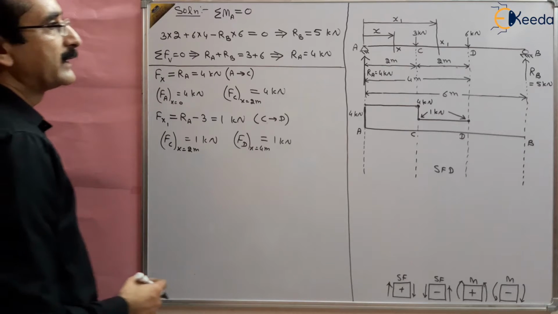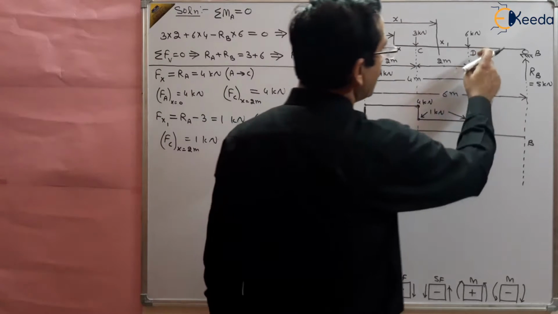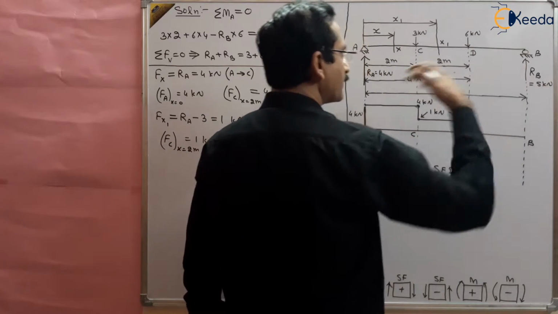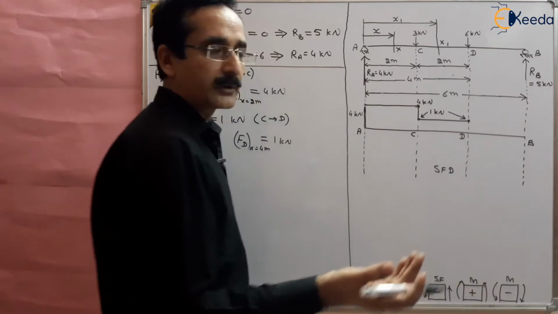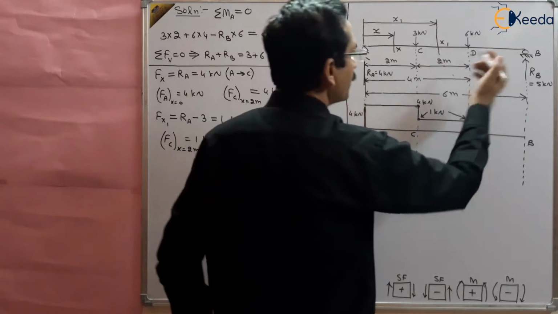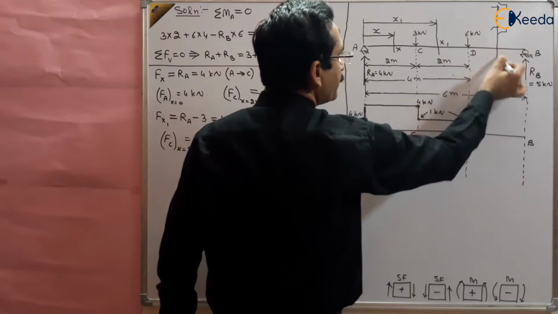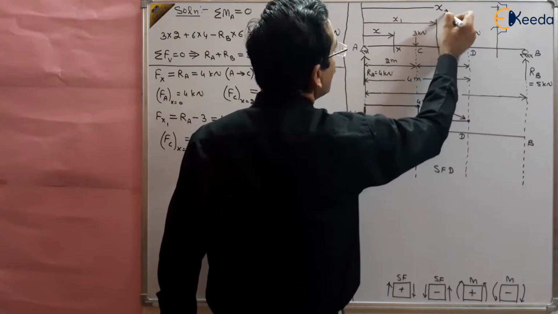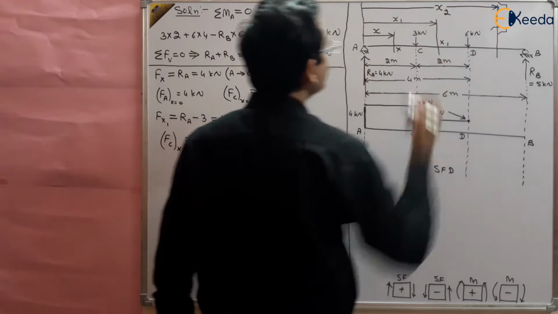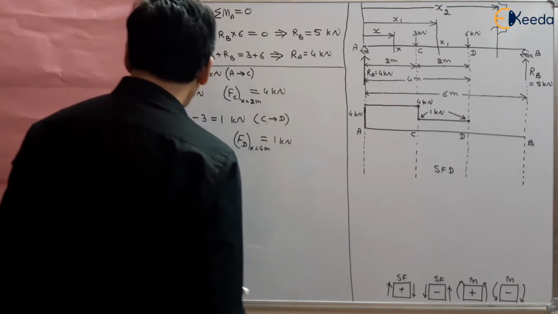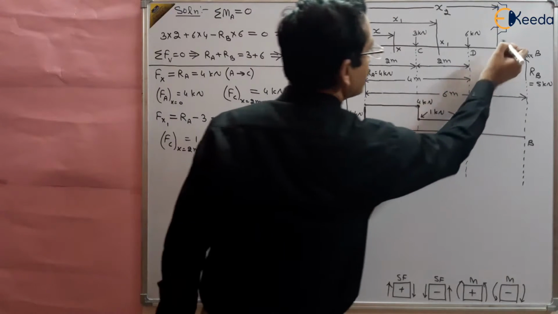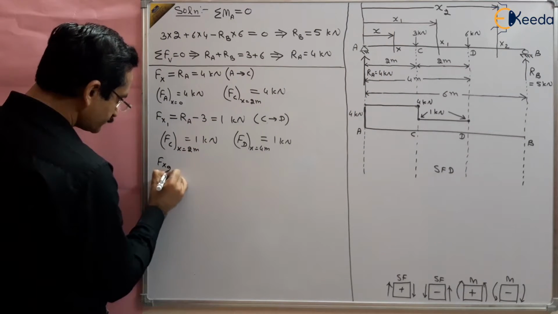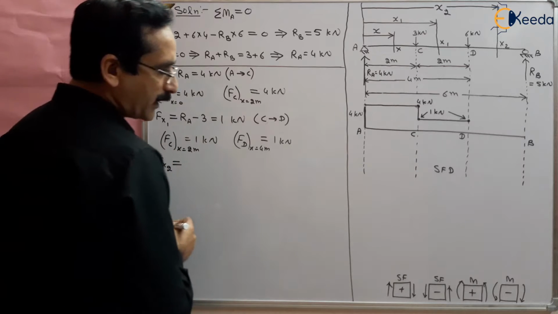So now let us take one more section from D to B. You can take from right or left, whenever you feel comfortable, but because we have already taken from the left, it is better to take from the left only. So take a section x2 here from the left, and find Fx2 at a distance x2.